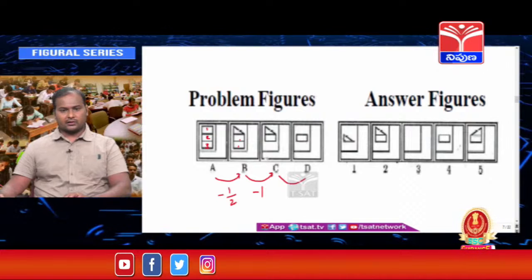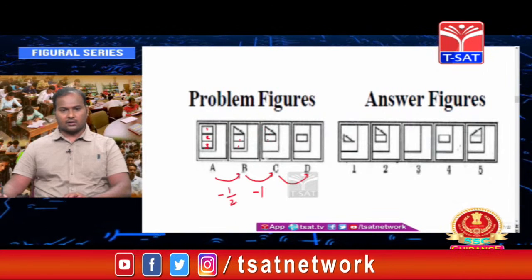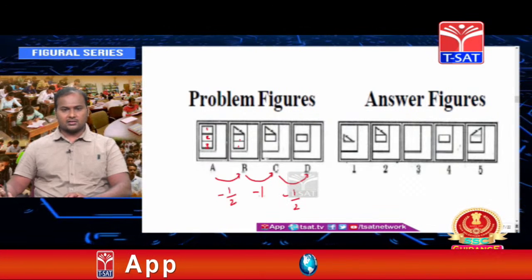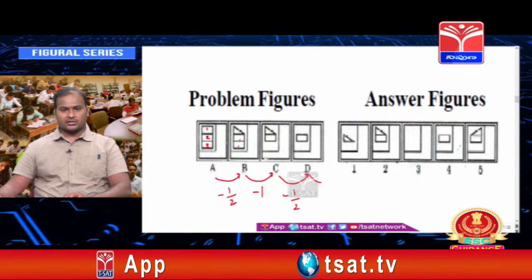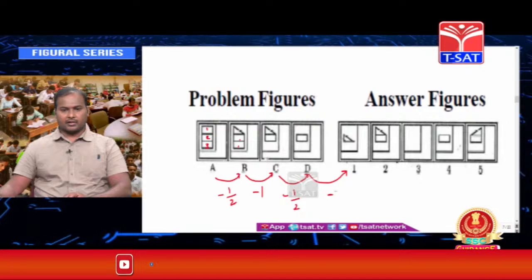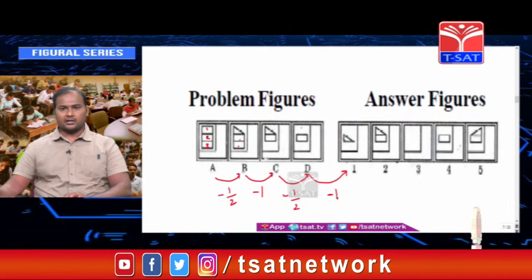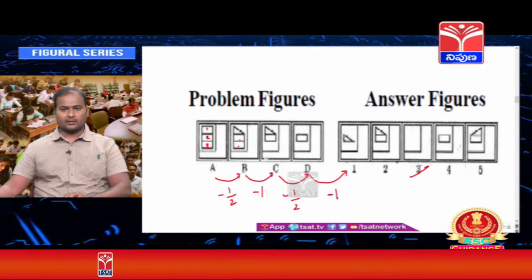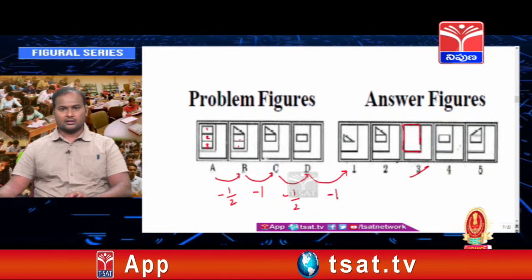And what is the change from C to D? Here C to D, the change is again, see here 1.5, here 1 block. So minus half. So the changes are minus half, minus 1, minus half, and the next change will be again minus 1. So remove the complete figure. The empty figure is our answer. So what is the empty figure in the answer figures? Option 3 is the empty figure. So your answer is option 3.